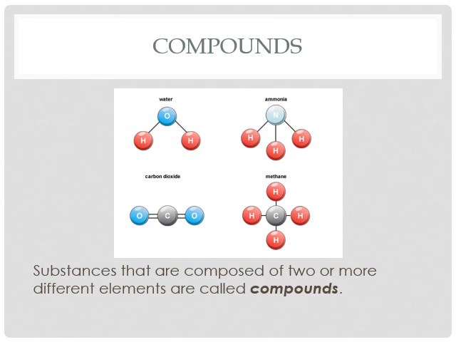So for instance, water is a compound because it's made of oxygen and hydrogen. Carbon dioxide is a compound. It's made up of carbon and oxygen. Ozone is not a compound. It's just made up of a bunch of oxygen. Does that make sense? O2, oxygen, is not a compound, but it is still a molecule.